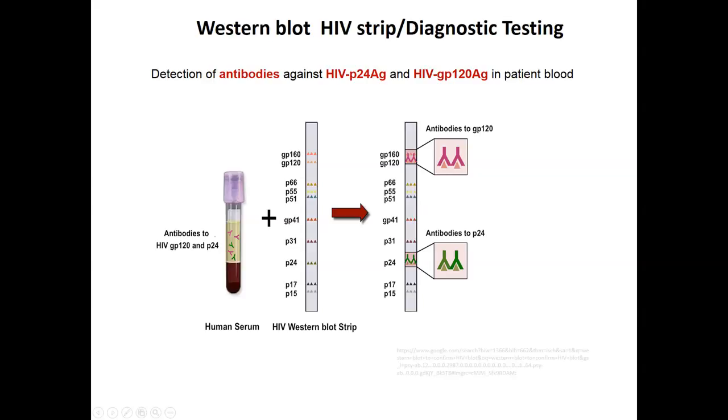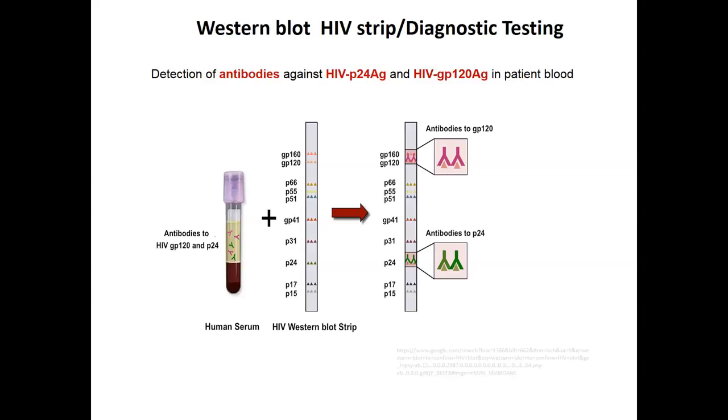Now you want to find out if the antibody is present in the patient sample. If the antibody is present and you add the sample to the strip, the antibodies from the patient will recognize those proteins, the GP120 and then the P24. So you see here, these antibodies recognize this protein, and then this protein. Slightly different from the first one.